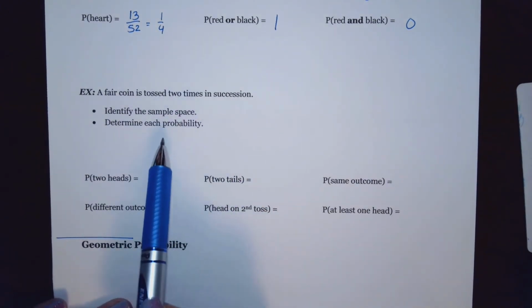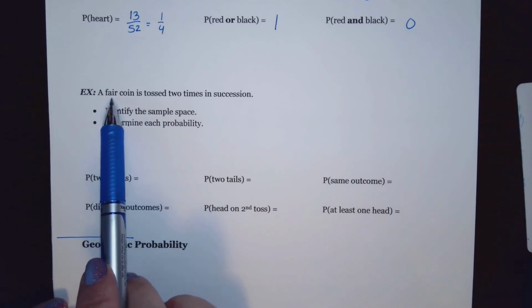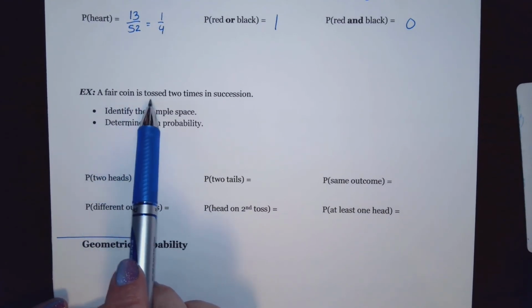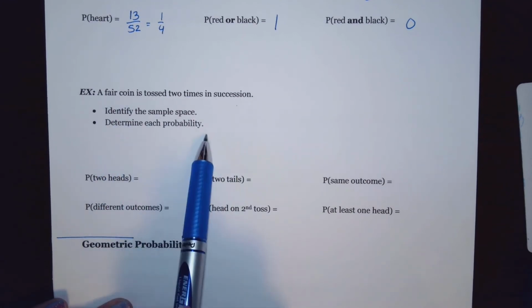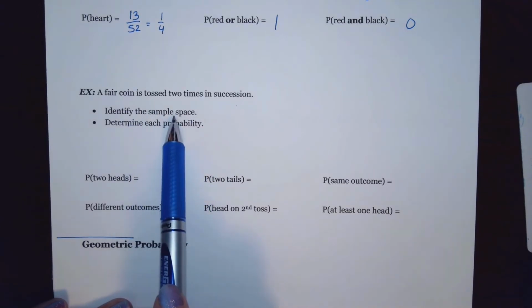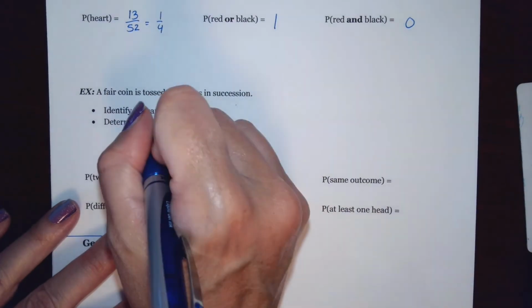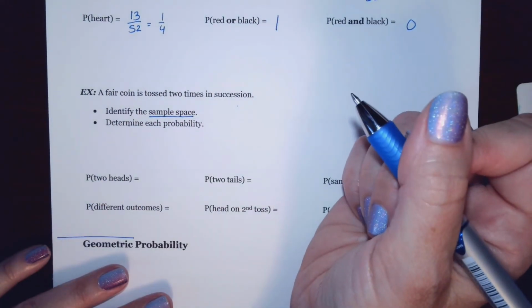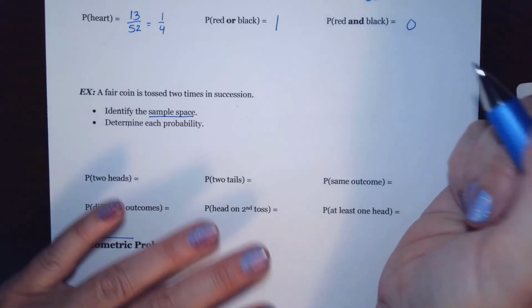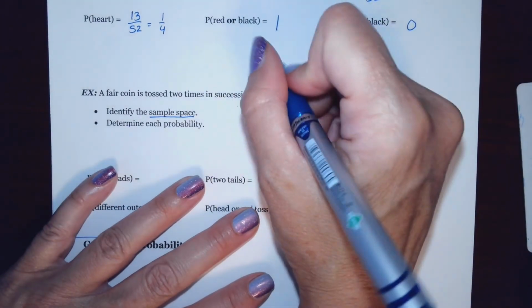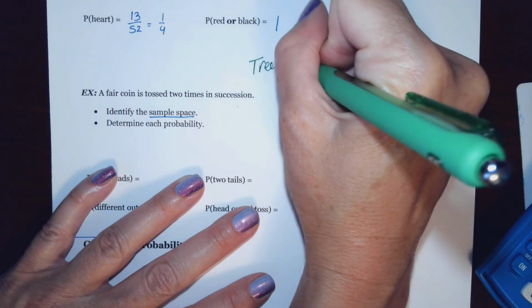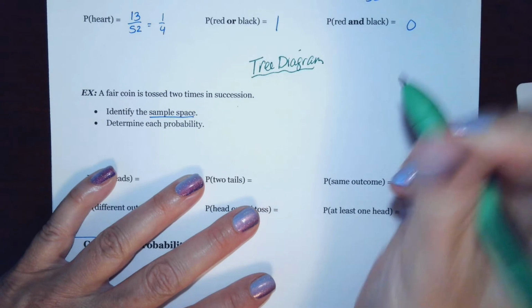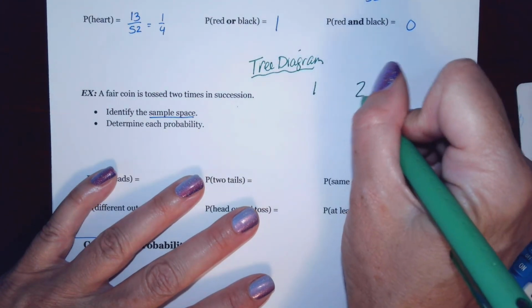Something else that we work with a lot, tossing coins. So we take a fair coin, so think a quarter, and we toss it 2 times in succession. So we're doing 2 tosses. Sample space and probabilities. Now we are setting up what could be termed an experiment, but we want the sample space. So theoretically, what are all the ways this could happen? Well, we're going to set up a tree diagram to show all the ways things could happen for 2 coin tosses. So we've got 1 coin toss, 2 coin tosses.